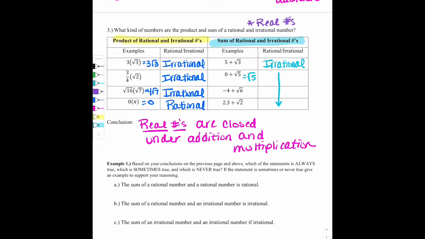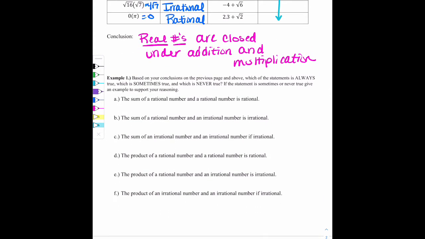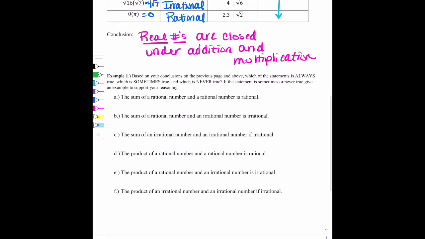So now we're going to go through some always, sometimes, never questions to go ahead and finish summarizing what happens when we are checking for closure in these situations. So, based on your conclusions on the previous page and above, which of the statements is always true, which is sometimes true, and which is never true? If the statement is sometimes or never true, give an example to support your reasoning. So the first one, the sum of a rational number and a rational number is rational. So in other words, rational numbers are closed under addition, and we did find out that that was always true.